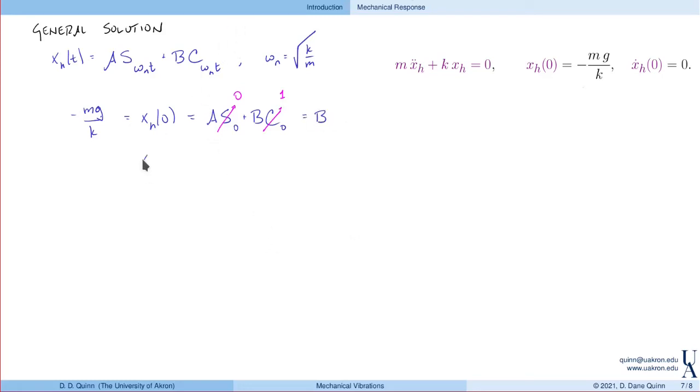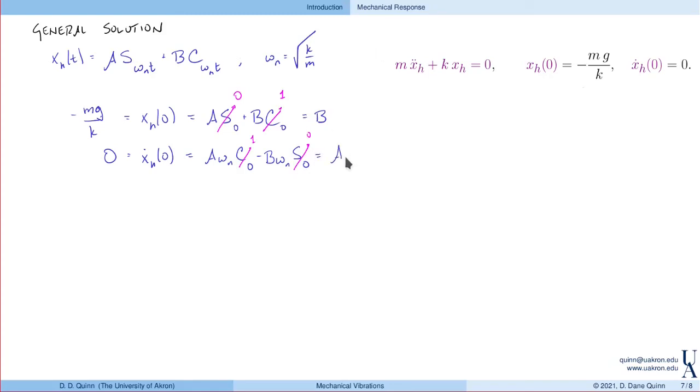And likewise for the velocity, the initial conditions tell me that the homogeneous velocity at time 0 is equal to 0. And then evaluating this expression, the derivative at time equals 0, I have A omega n cosine of 0, derivative of sine is omega n times cosine, minus B omega n sine of 0. Once again, this is 1, and that's equal to 0.